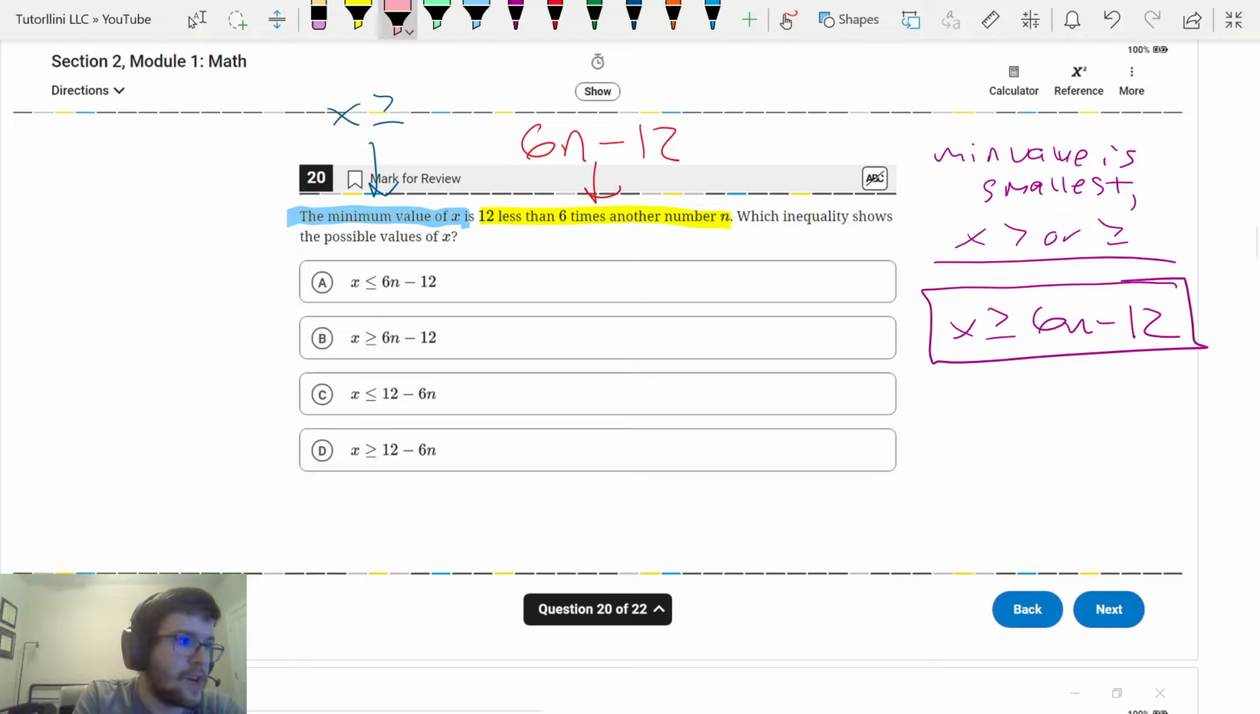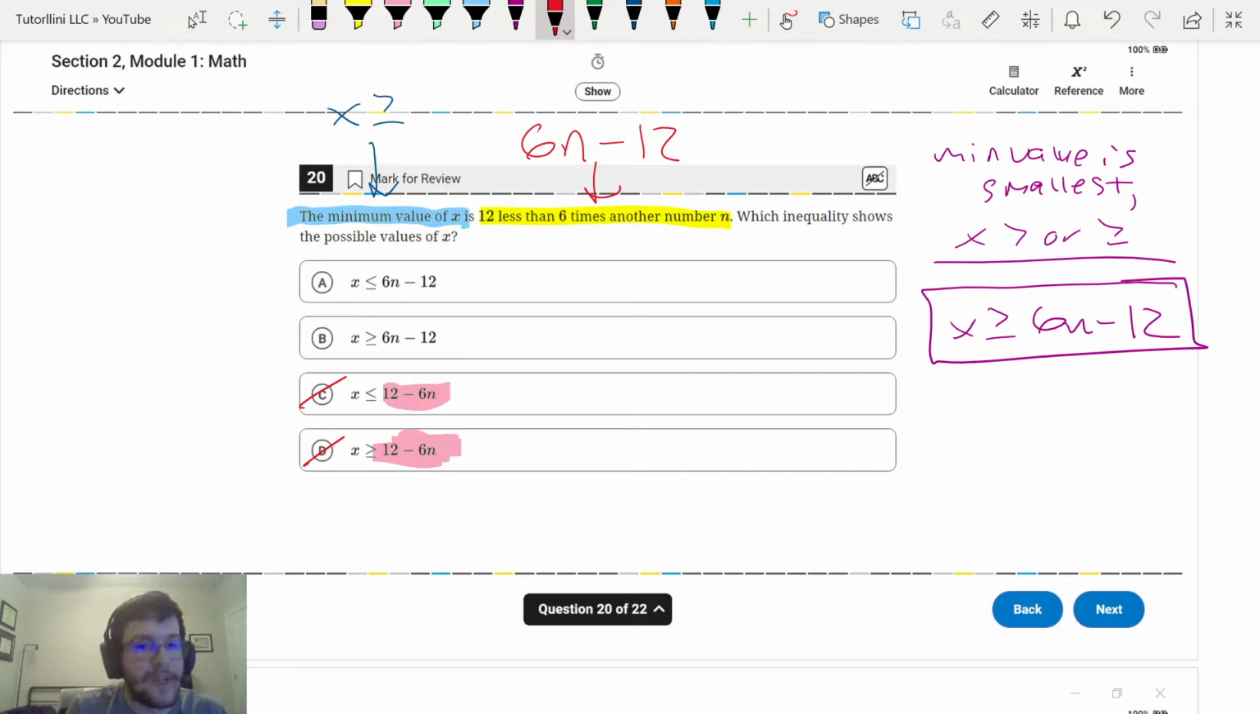These guys are just super wrong. Look at this, 12 minus 6n. That is not what that expression is saying. So these are out. I could see being a little confused on the direction of the sign, but hey, at least now you've got a solid 50-50 guess. And maybe you could plug in some numbers to get a better sense of what's going on, or graph it on Desmos or something. But yeah, the minimum value is the smallest.